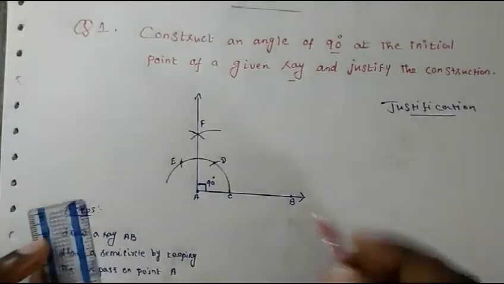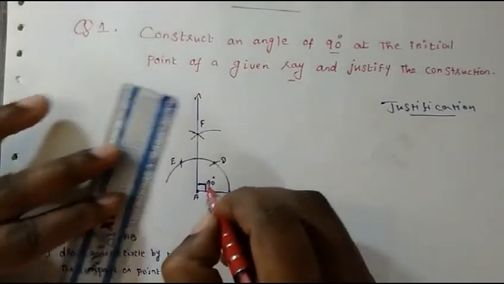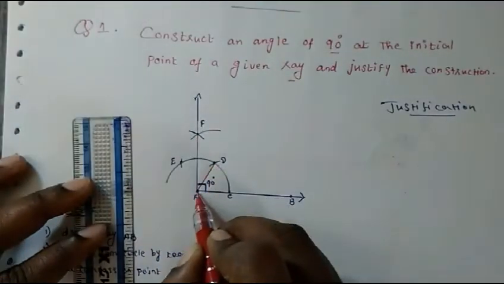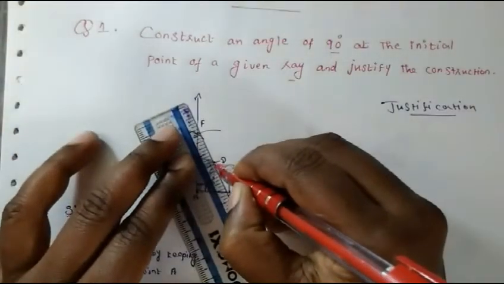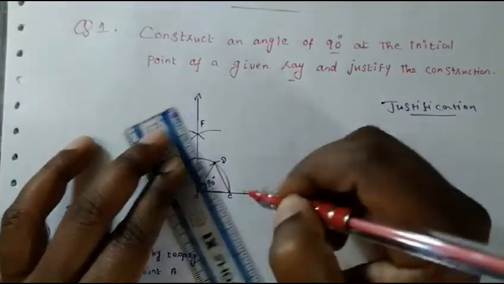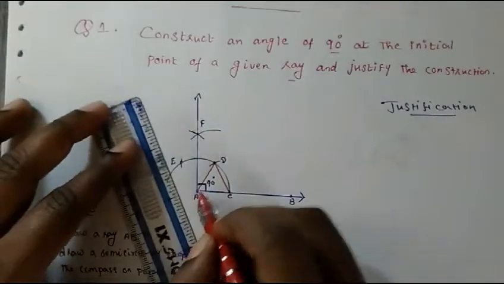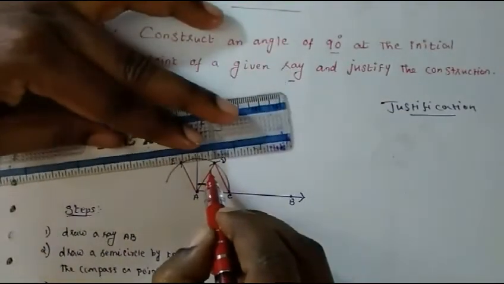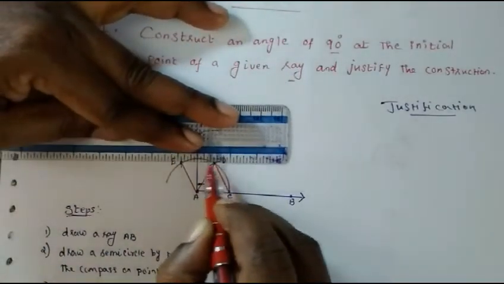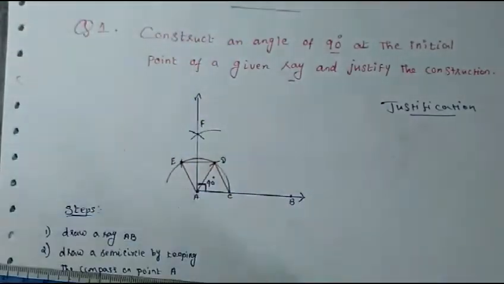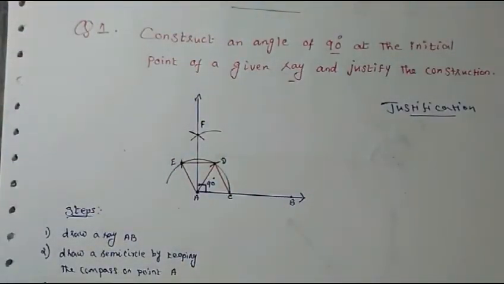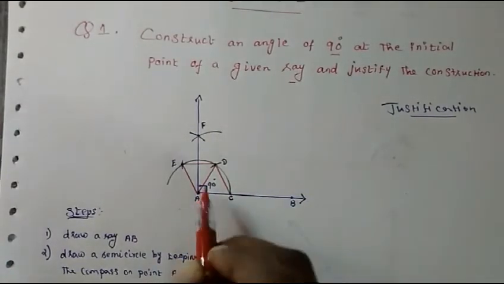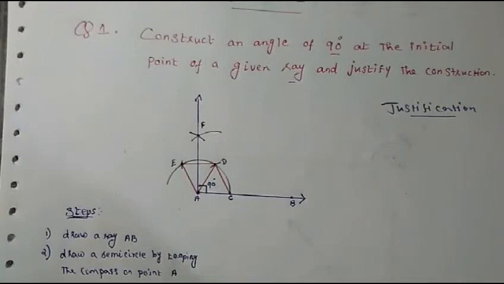So to justify, what we will do is join these points. Point A, we will join AC, then D and C. In the same way, AE also we will join, and D and E. Okay, we have joined. So now you have two types of triangles. Here one triangle ADC, and AED is another triangle.